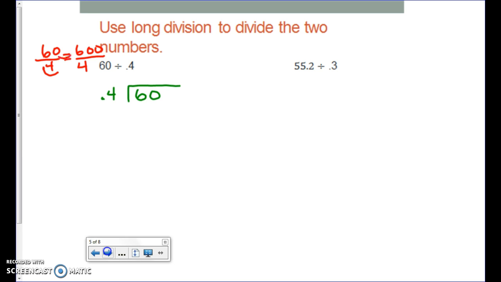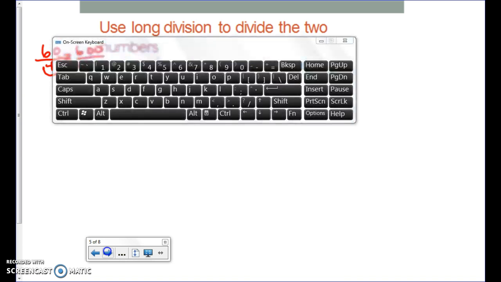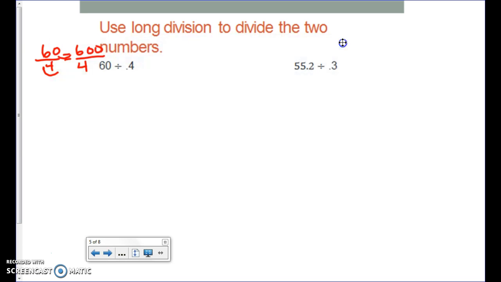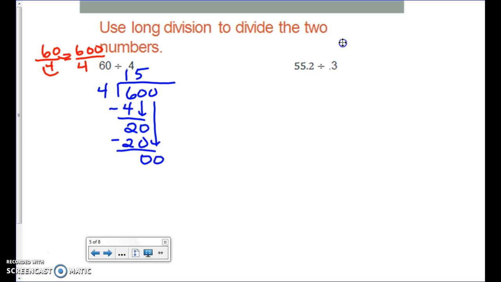And so now I just have a problem like I've had in the past. Instead of doing 60 divided by 0.4 and not being sure where the decimal place is going to end up, I'm going to do 600 divided by 4. I just moved the decimal place one spot, but I had to do it on both of the numbers. So now I'm just following my long division steps, which we've been practicing. 4 goes into 6 one time. Subtract 4, and bring down my 0. Then I know 4 goes into 20 five times. Subtract 20, and bring down my last 0. And so I know that the solution, the quotient, will be 150.